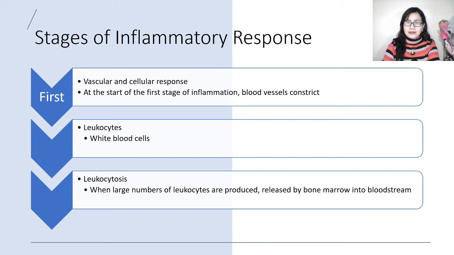So, the bone marrow produces a large number of leukocytes and releases them into the bloodstream, and there will be leukocytosis. Leukocytosis happens when a large number of leukocytes is produced and released by the bone marrow into the bloodstream.